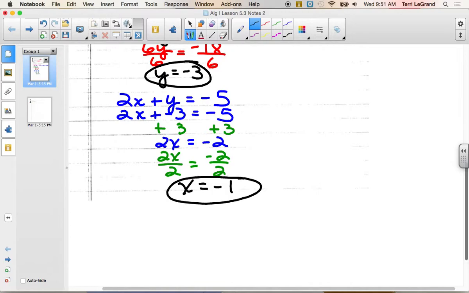Negative 1. So, last but not least, our solution is what? Where do these two lines cross on the graph? Negative 1, negative 3.